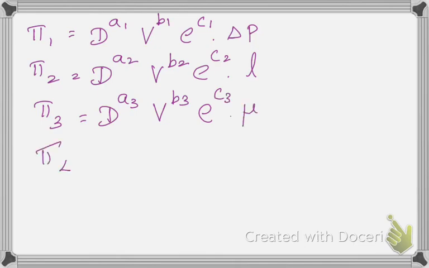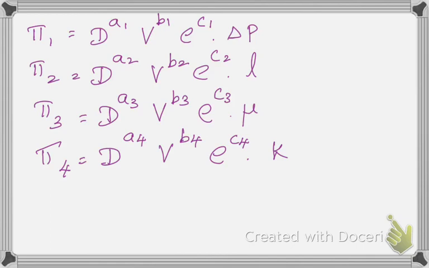Then pi 4 term will be equal to d^A4 V^B4 rho^C4. The left out term is K. So this is how we have to write our pi terms. So once the pi terms are written, now we'll have to derive each and every term.